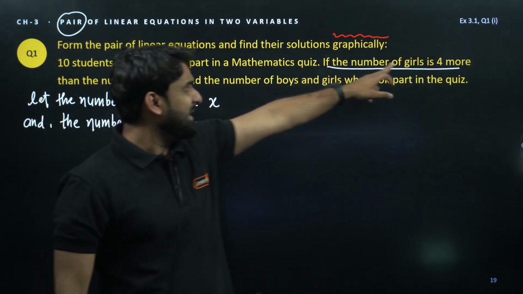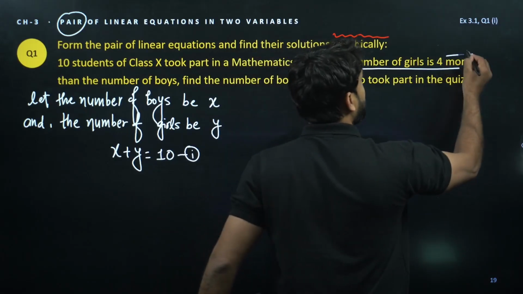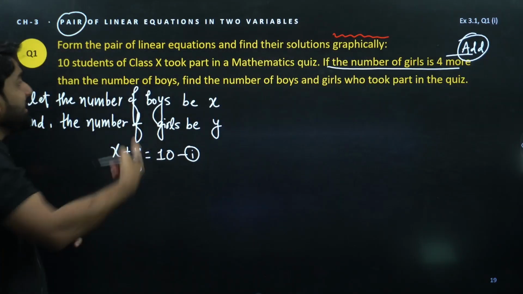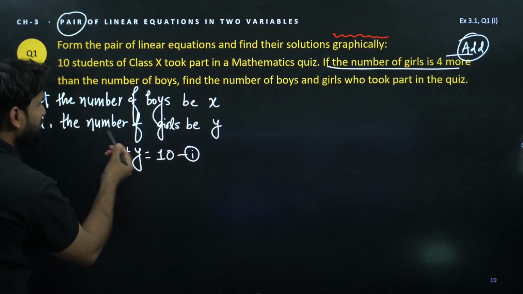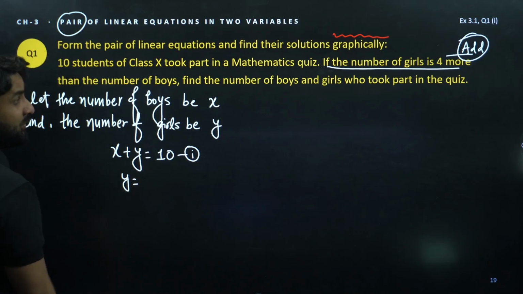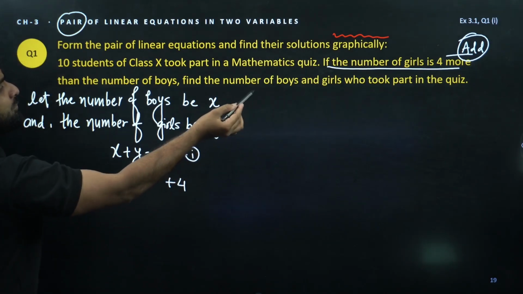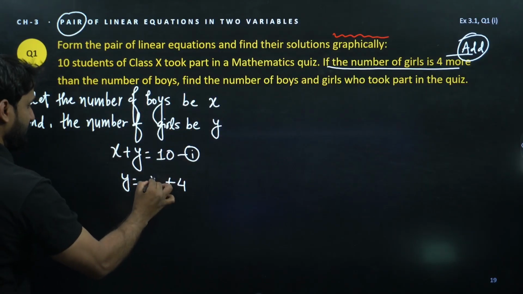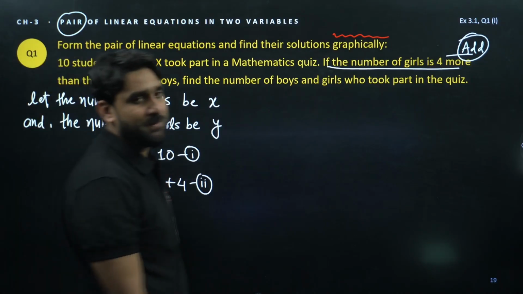Now, the number of girls is 4 more than. More means what? My dear, more means add. 4 more than the number of boys. The number of girls is Y, as we have assumed. So we can write Y is equal to 4 more than the number of boys. The number of boys is X. So Y is equal to X plus 4. So we have two equations now.